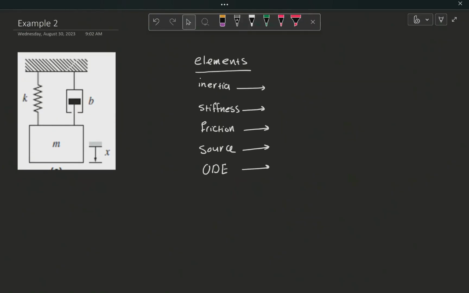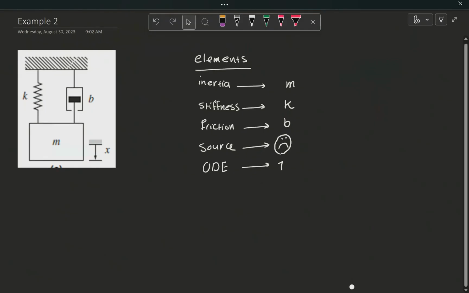In this problem, you notice that I have only one mass, so my inertia element is mass. The stiffness is basically my spring. My friction element is my viscous damper. In this problem, there is no external force applied, so I would not have any source. And the number of ODEs for this problem is only one. Why? Because naively speaking, we have only one mass. Okay, and we mentioned that we're going to fix this at the end of this series.